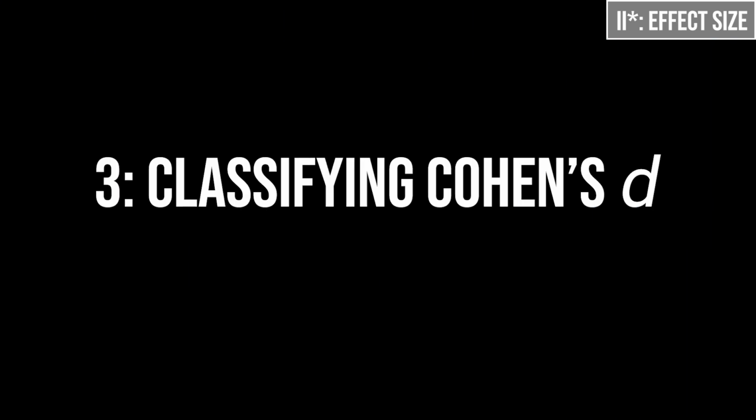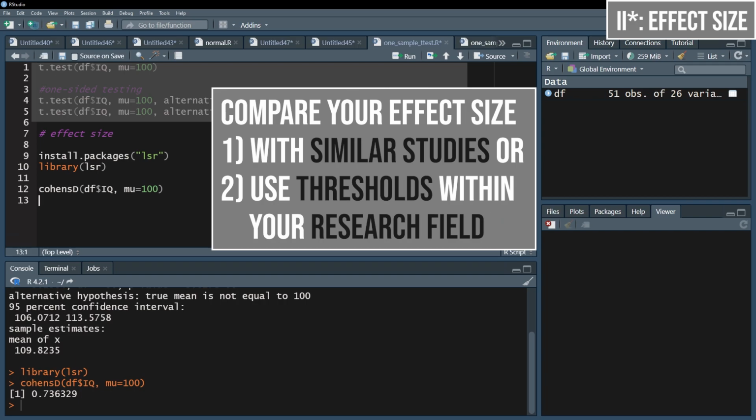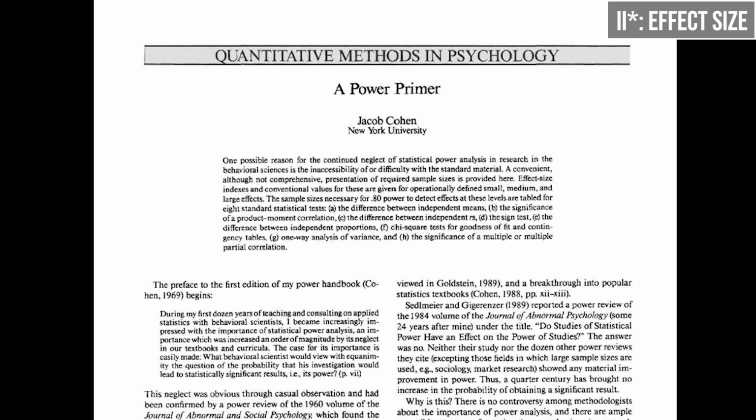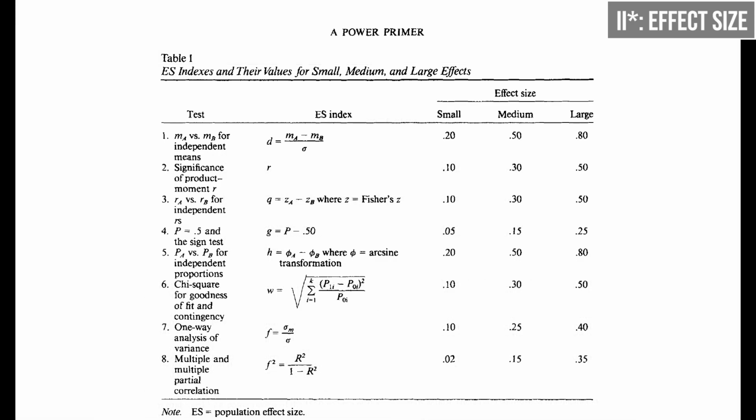The third step is to classify the magnitude of this effect. If similar studies in your research field exist, compare your effect size with the given ones. If no comparable study exists, use the common thresholds within your research field. If those are also non-existent, you can refer to Cohen 92, a power primer. Page 157 shows 3 thresholds for the one-sample t-test. If your Cohen's d exceeds 0.2, it is a small effect. If it exceeds 0.5, it is a medium effect, and if it exceeds 0.8, it can be classified as a large effect.